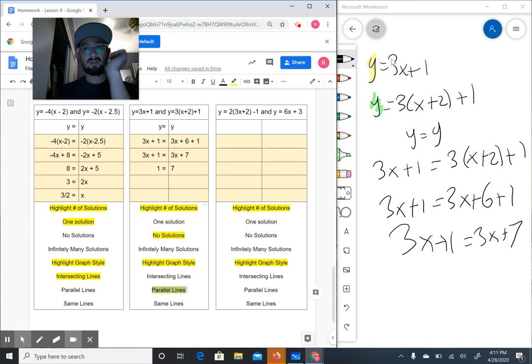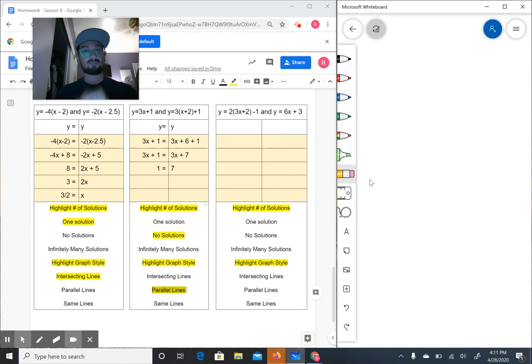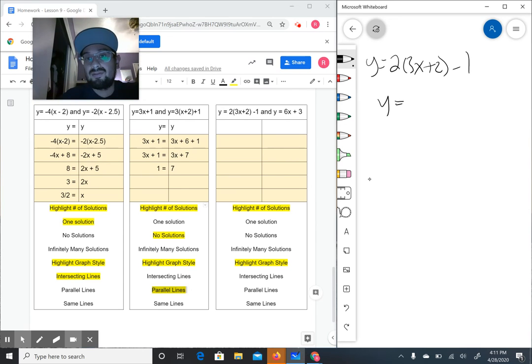Okay. So for our last problem for today, we're going to clear the canvas. And you're going to have y equals 2 times 3x plus 2 minus 1, y equals 6x plus 3. So you can do that y equals y. This is one y. This would be the other. You want to see where they cross, so you're setting them equal to each other.